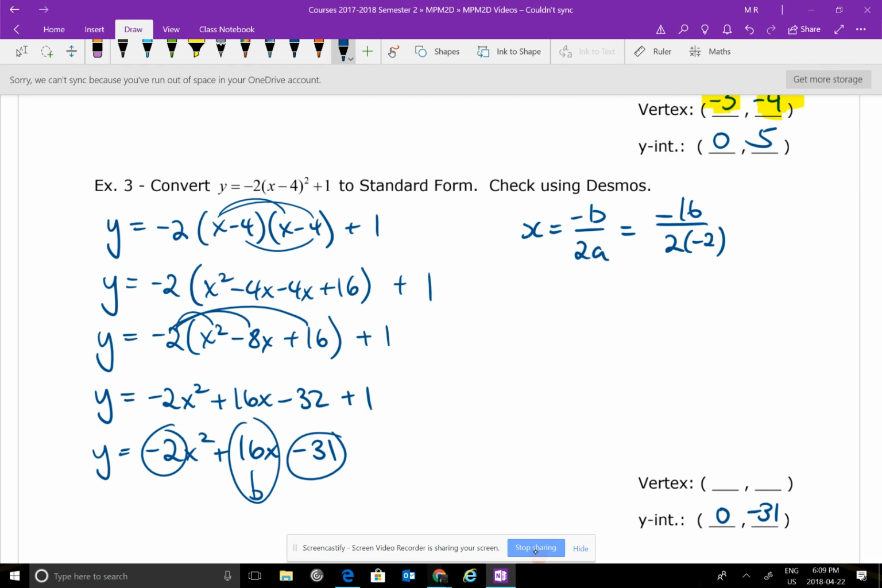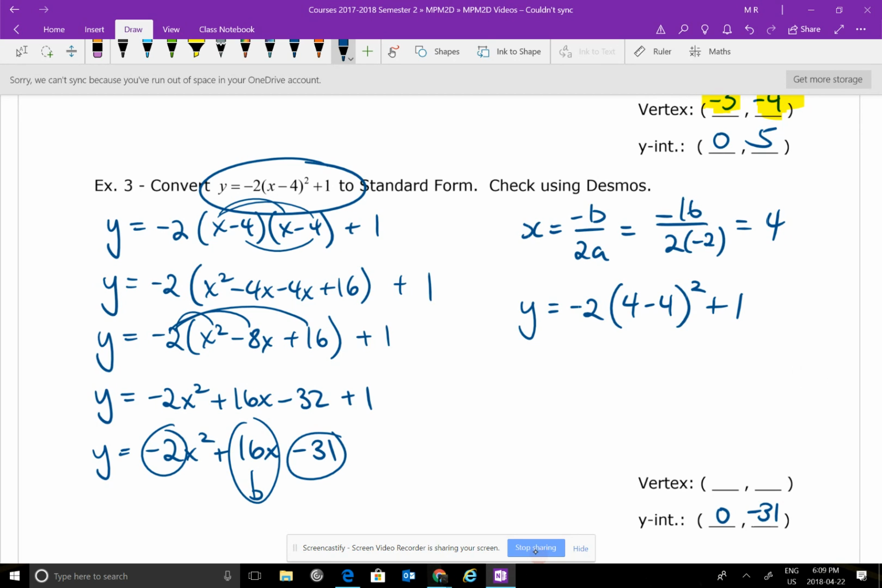So 16 divided by 4, which is 4. Two negatives make a positive, so x is positive 4. And then the y value of my vertex, if I put this back into the equation, I'll use the equation they gave us in the question here. So negative 2 times 4 minus 4 squared plus 1.